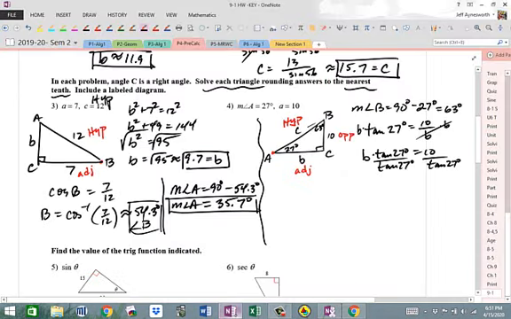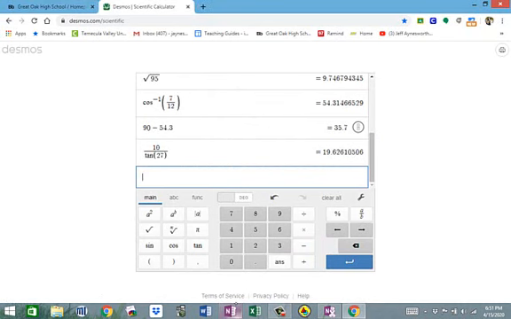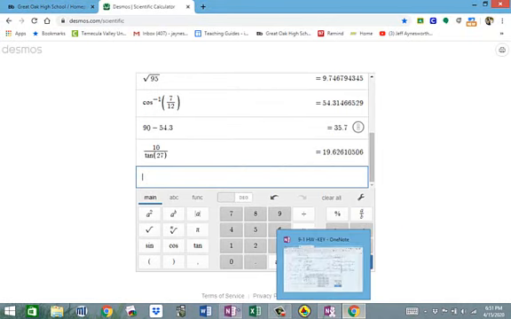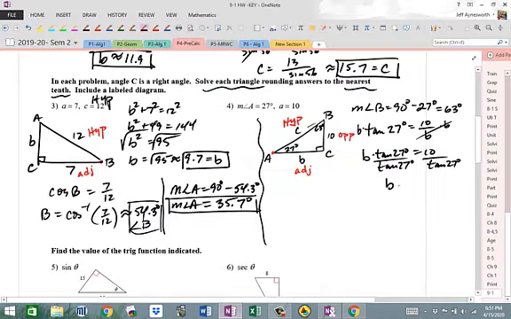Let me make sure that's correct. So, yeah, it is about 19.6. Looking good. So B is approximately, what did I just say? 19.6. All right, we have one of the sides. Now we have two of the sides, and this is rounded. So we don't want to use that.